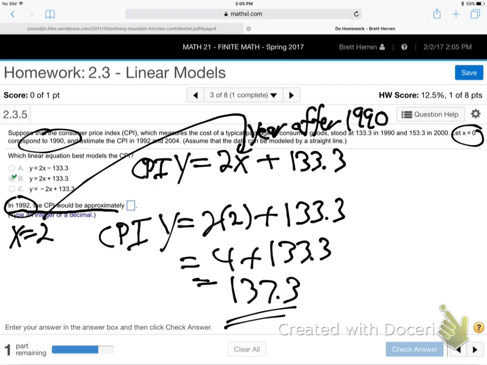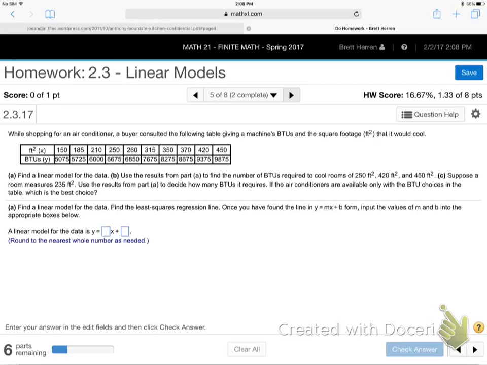Questions I can answer? All right. And this is the end of the section. This is the end of the material on the exam Tuesday.